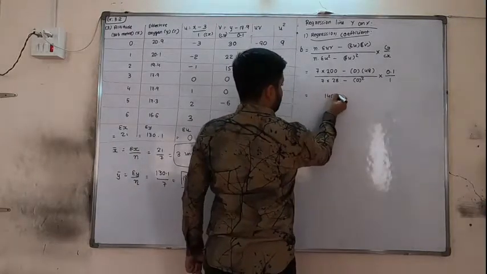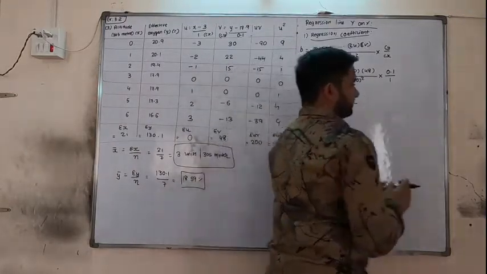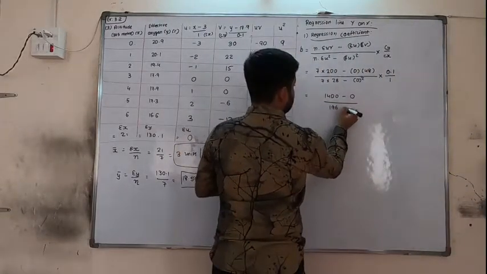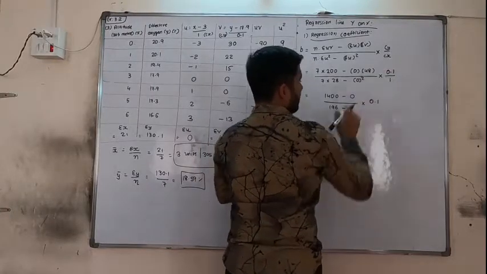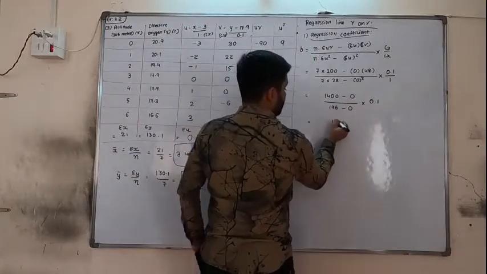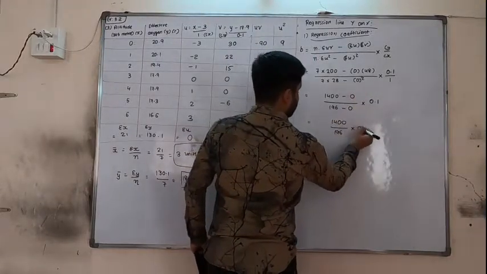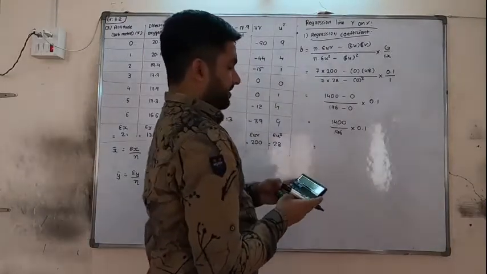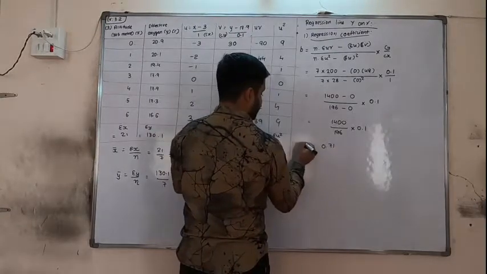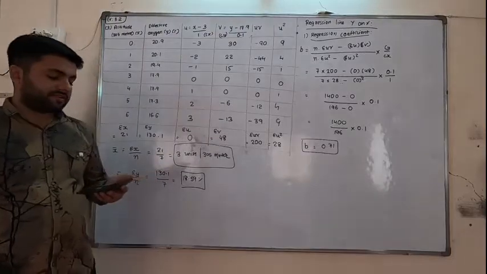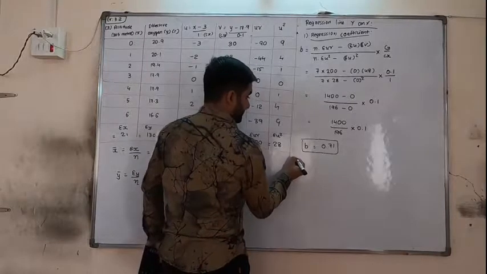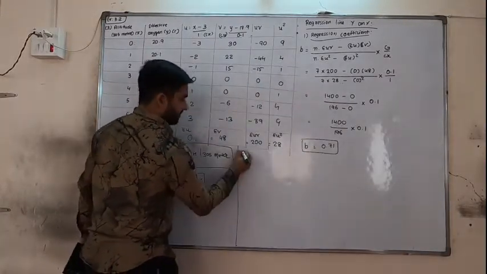So 1400 minus 0 divided by 28 into 7, 196 minus 0, multiply 0.1 by 1, which is 0.1 itself. So 1400 upon 196 into 0.1, 1400 into 0.1 divided by 196, 0.714 is there, so B is 0.71. Okay, don't forget to multiply CY by CX. That space is not there, I am doing it here.